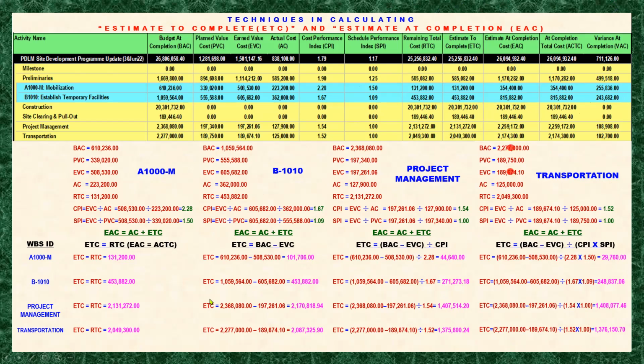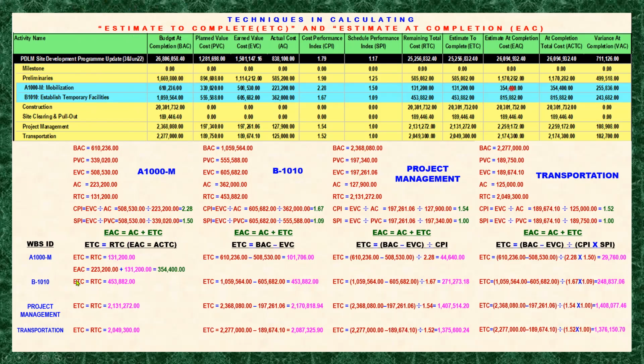Next, we will calculate the estimate at completion. That means we have to apply the actual cost and the calculated estimate to complete, right? That is why we calculate first the estimate to complete, because the formula for the estimate at completion is the actual cost plus the estimate to complete. The actual cost we have already available here, here, and here. Okay, let's move.